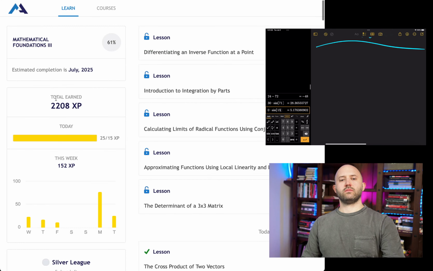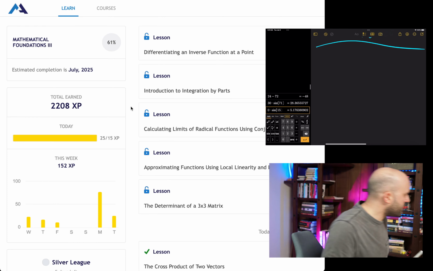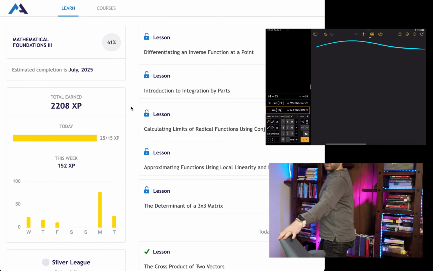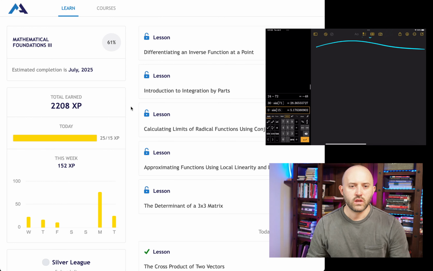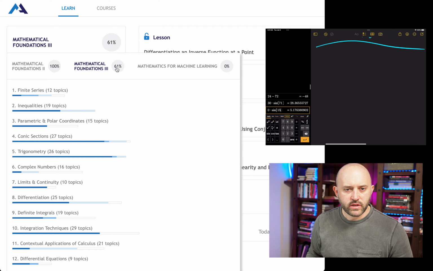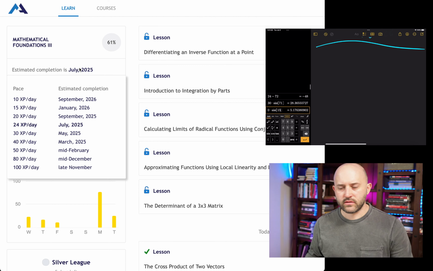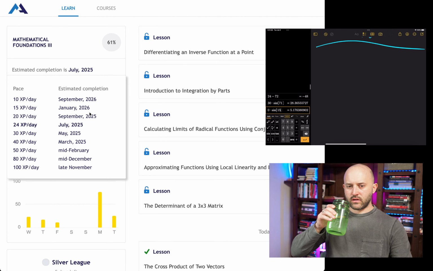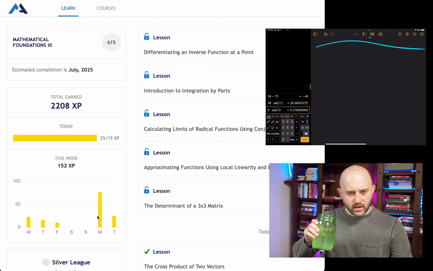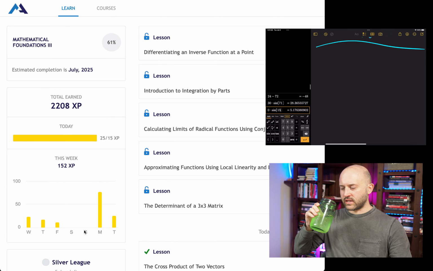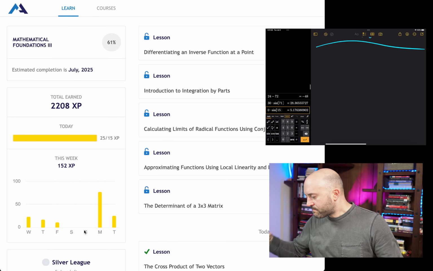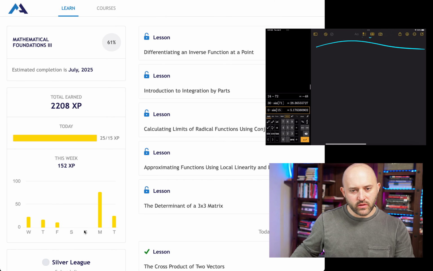And completed the lesson. Perfect score. Experience points up to 25 out of 15. I'm now estimated to complete Foundations 3 in July of 2025 at my current pace. Oh, by the way, this is the diagnostic. I actually took it over Saturday, Sunday, and Monday. It took 3 days to do the diagnostic and gave me a lot of experience points for doing it, but that's why it looks like I have a hole there. I didn't complete the diagnostic on those days.